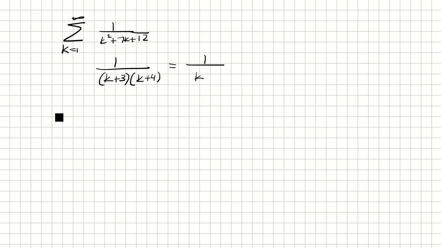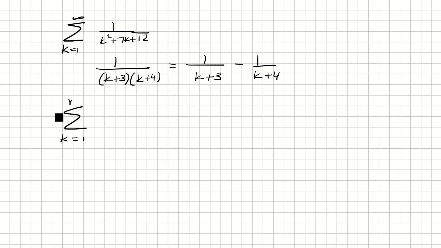Determine whether the following series converge, and if they converge, find their sum. We have the sum from k equals 1 to infinity of 1 over k squared plus 7k plus 12. We can factor this into 1 over (k plus 3)(k plus 4), which, if we use partial fraction decomposition, would just be 1 over k plus 3 minus 1 over k plus 4. So this is a telescoping series.